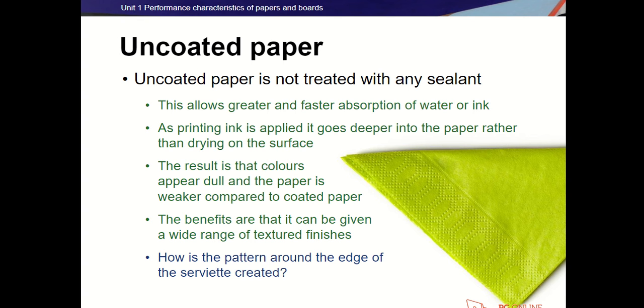Uncoated paper, there's a nice napkin there. Uncoated paper is not treated with any sealant. This allows greater and faster absorption of water or ink. So kitchen roll being a good example.